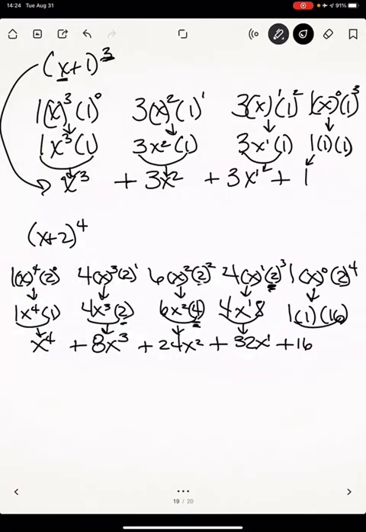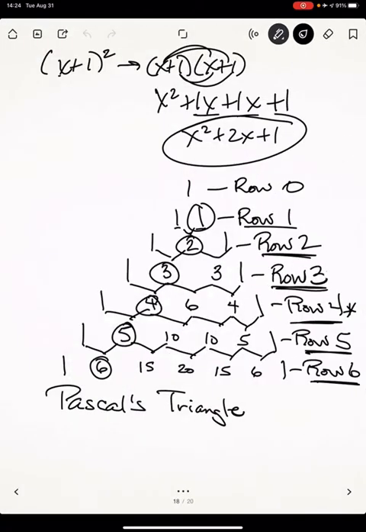This time we're going to do x minus, because we've done plus all this time, so we've got to do some minus problems. So we're going to say x minus 2 to the 5th power. So we go back to our Pascal's triangle and get our coefficients. This time, since the 5th power is going to be row 5, that's 1, 5, 10, 10, 5, and 1.